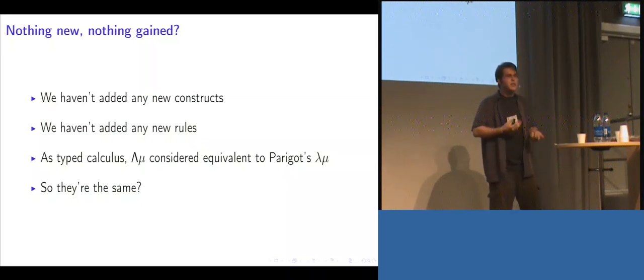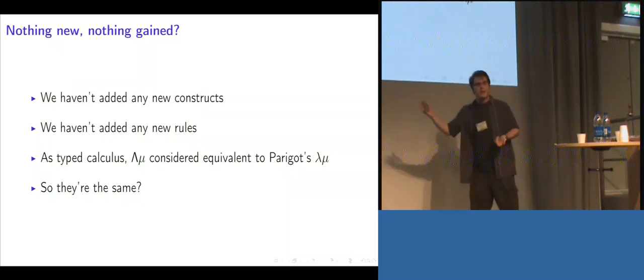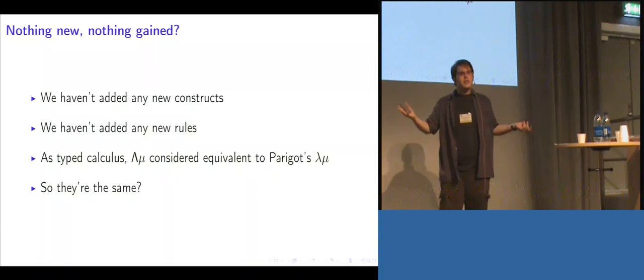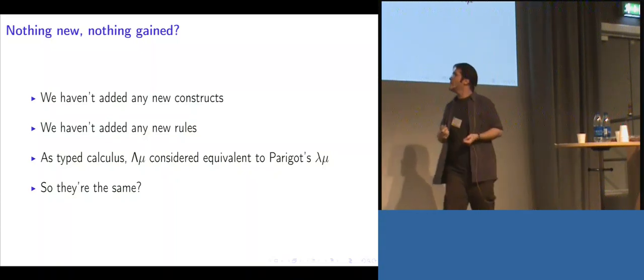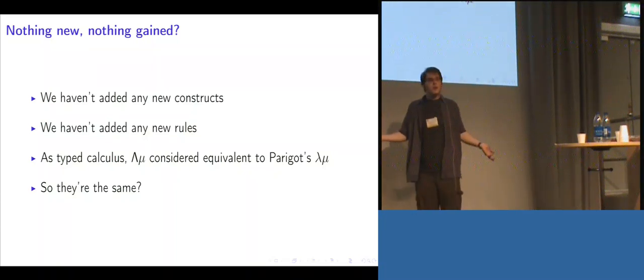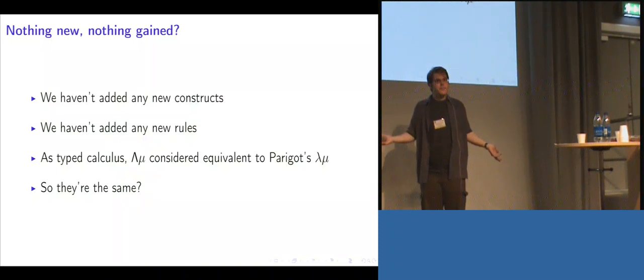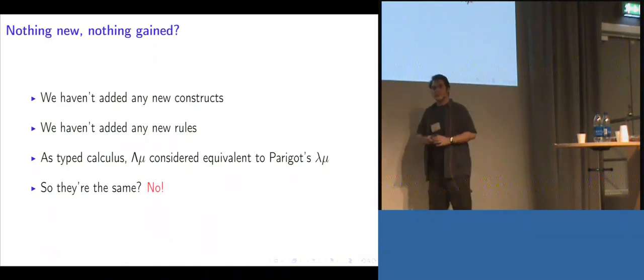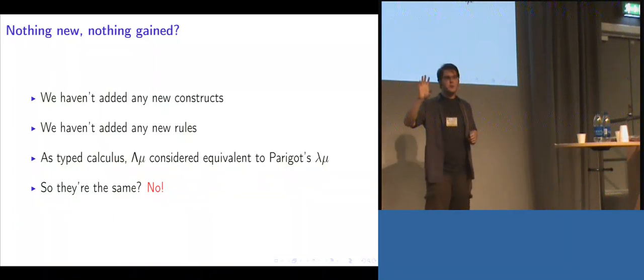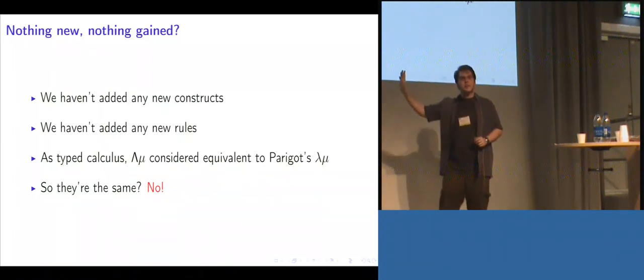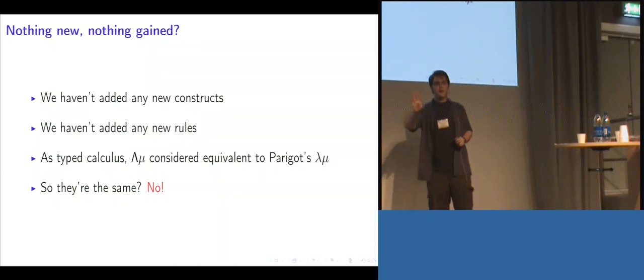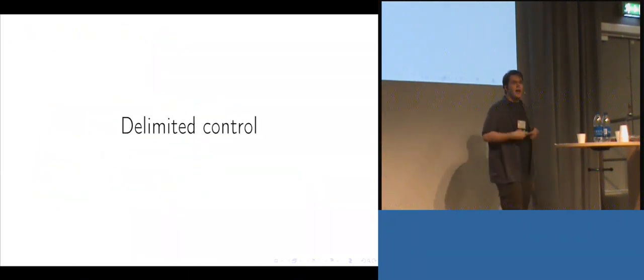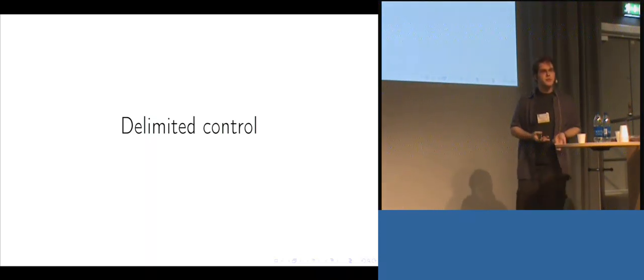And traditionally, these were considered type calculi, and they were equivalent in terms of their behavior. So, of course, they must be the same thing. No. As it turns out, if you ignore the type system and just take programs as what they are and run them, you actually get a language for describing delimited control.